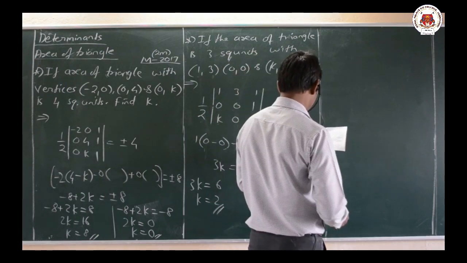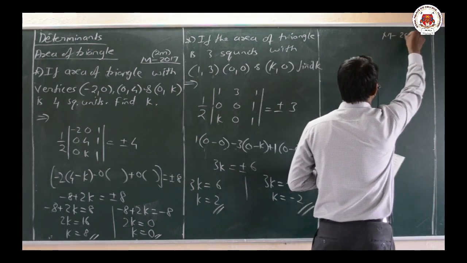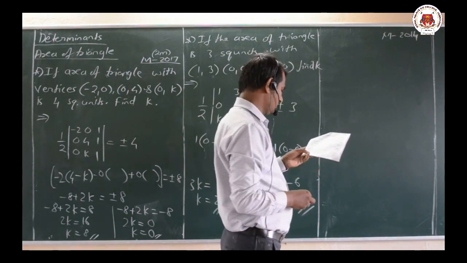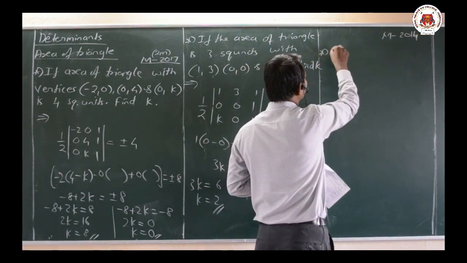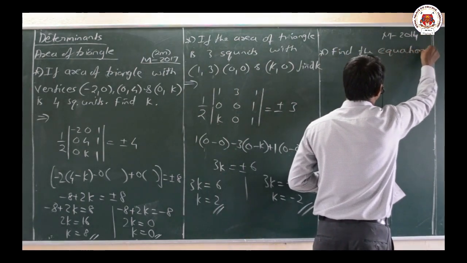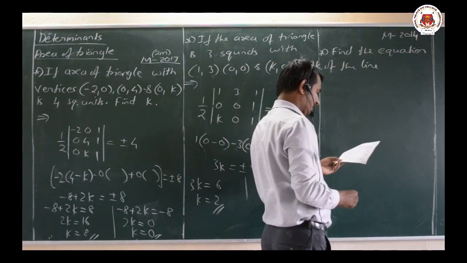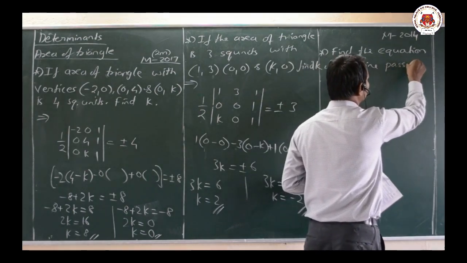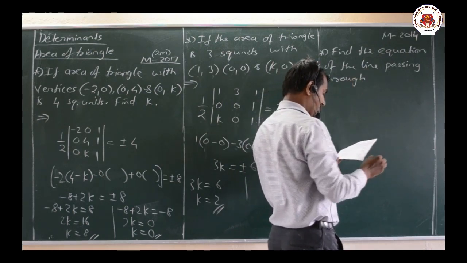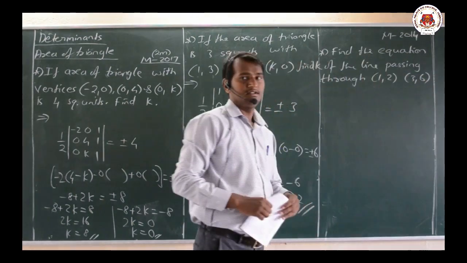Okay, it is a little bit different. Asked in March 2014 question paper, Karnataka PU board. Okay, fine. Let us move on with the question. Find the equation of the line passing through the points 1, 2 and 3, 6.